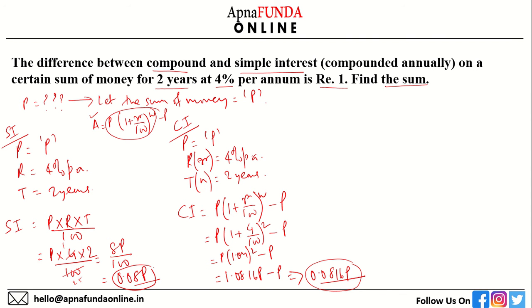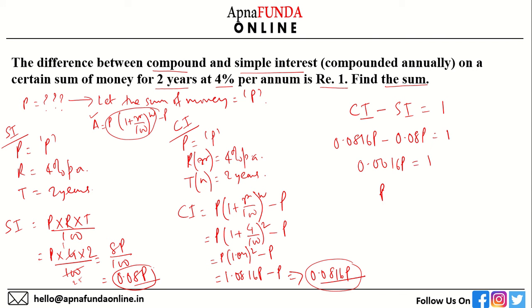Okay, let's move ahead. We assumed the principal to be P, and given the rate of interest and the time period, we calculated both the simple and compound interest. Now what is given to us is that the difference between the compound and simple interest is rupees 1. So compound interest minus simple interest is equal to 1. Correct. Now let's solve this. 0.0816P minus 0.08P is equal to 1. So this will become 0.0016P is equal to 1.